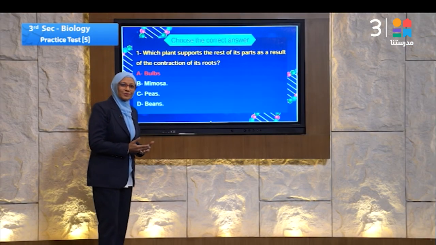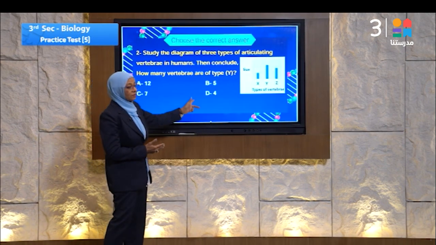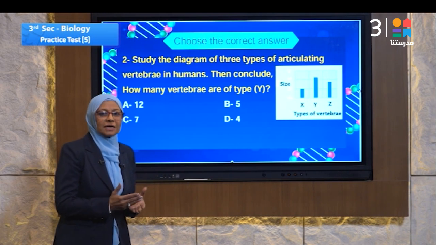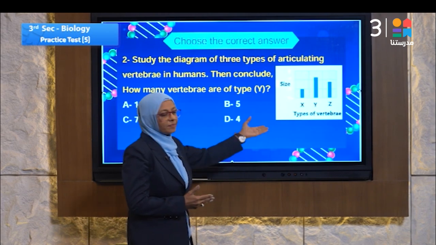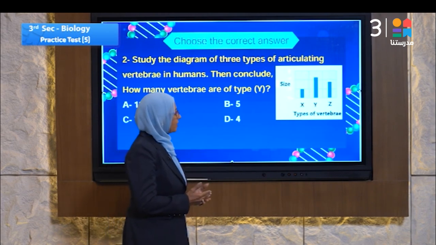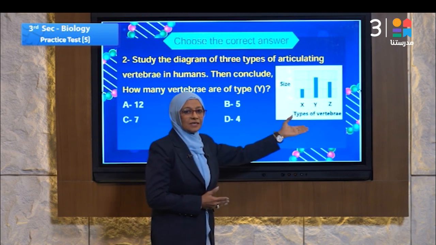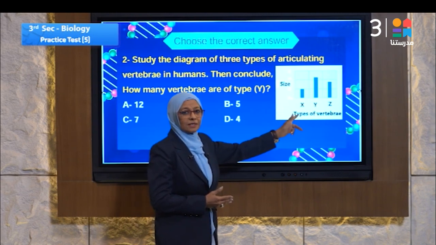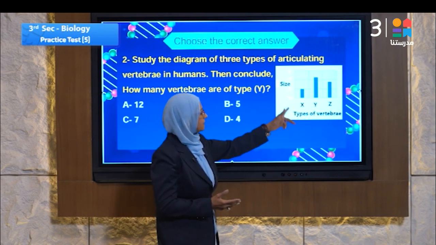Let's go to question number 2. Question number 2 has a figure. We speak about the figures. We must study the figure because we are going to read the question and answer it. Here, the figure is about the types of vertebra. We have 3 types of vertebra, X, Y, and Z. The figure speaks about the size of the vertebra. Y has the largest size, and then Z, and then X.